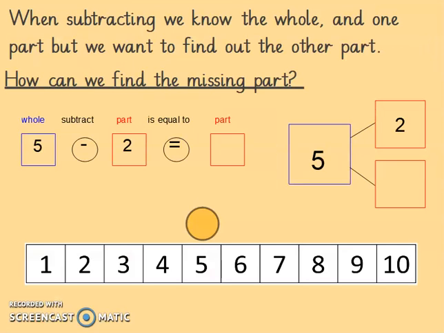Okay, so we know that when we're subtracting, we are given the whole and we are taking away the part. Point to the whole, point to the parts. Okay, so the whole is what we know, and we are taking away one part to find out how many we have left.